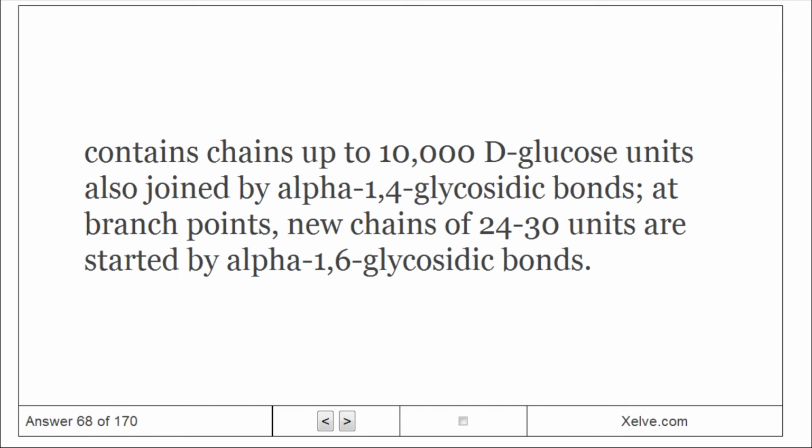Amylopectin. Contains chains up to 10,000 D-glucose units also joined by alpha-1,4 glycosidic bonds. At branch points, new chains of 24 to 30 units are started by alpha-1,6 glycosidic bonds.